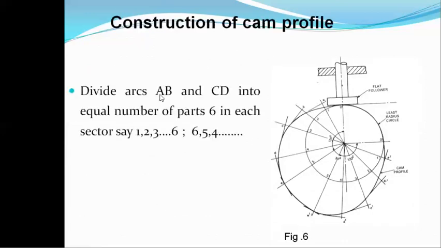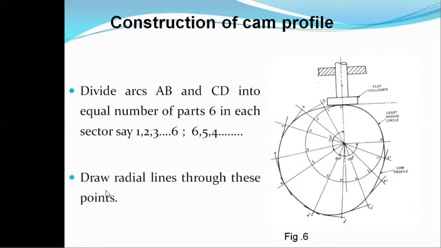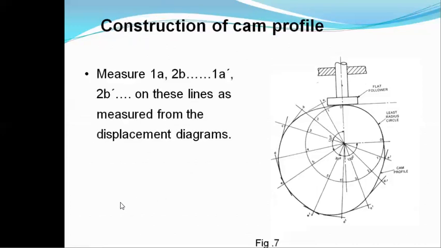And divide arcs AB and CD into an equal number of parts, 6 in each sector, say 1, 2, 3, 4, 5, 6 and 6, 5, 4, 3, 2, 1, 0. And draw radial lines through these points, and measure 1A, 2B, etc., and 1A dash, etc., and similarly on these lines as measured from the displacement diagram.